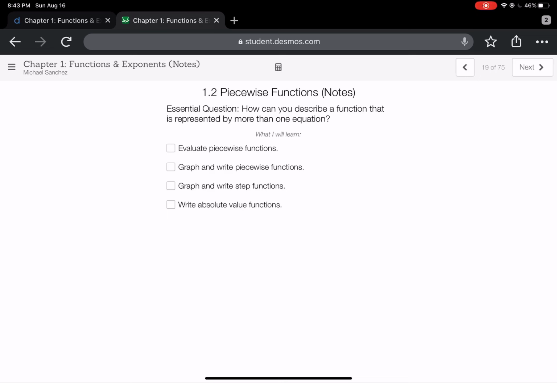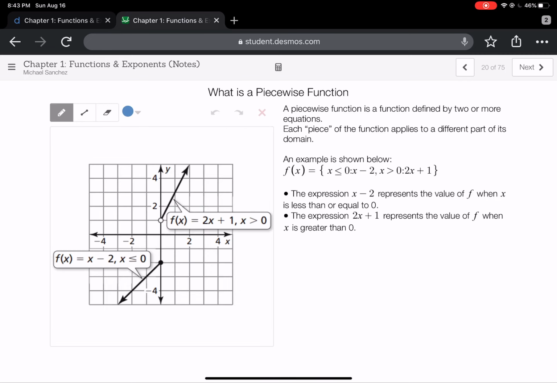Hello and welcome to Chapter 1, Section 2, Piecewise Functions. Our essential question is, how can you describe a function that is represented by more than one equation? What you're going to learn is how to evaluate piecewise functions and how to graph and write piecewise functions, which include stepwise functions, and then we should be able to also write an absolute value function as a piecewise function.